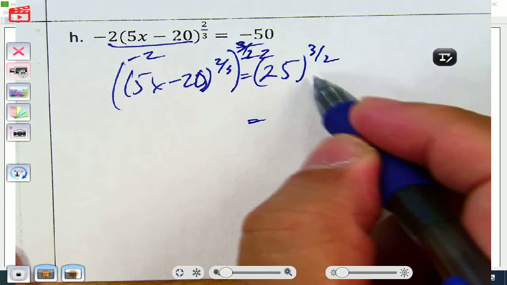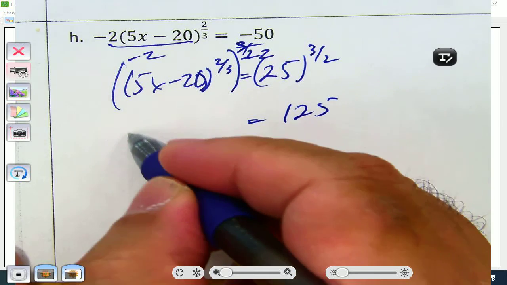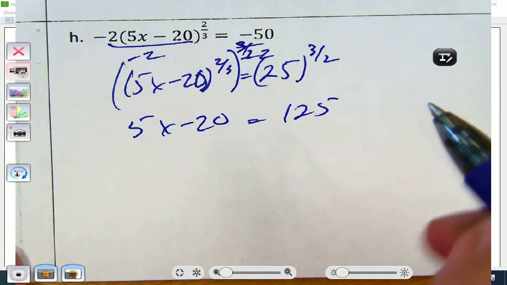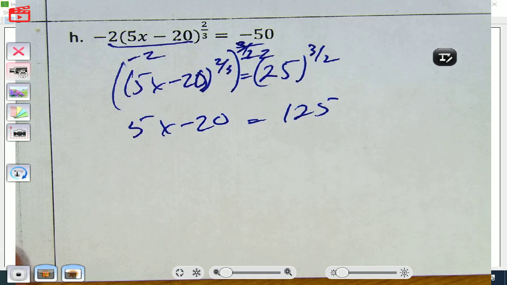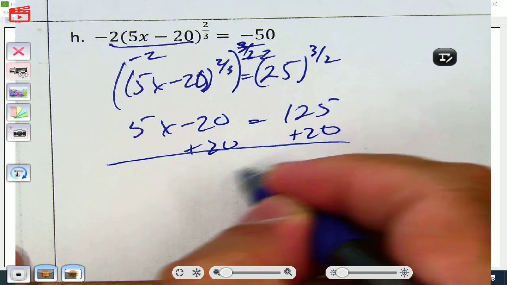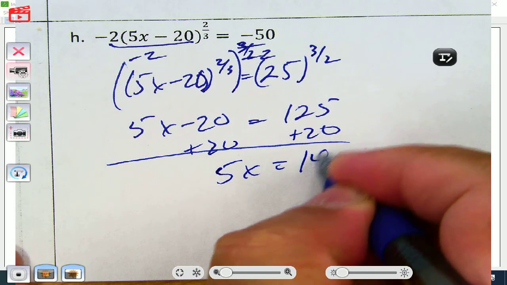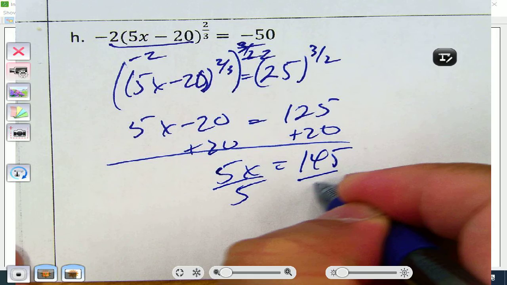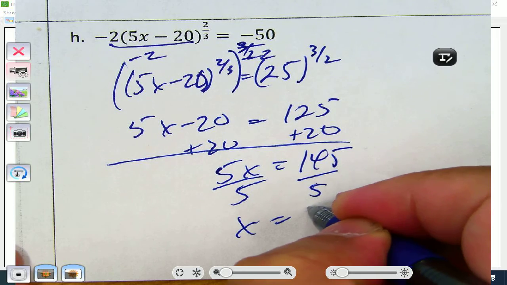Alright, so that's going to be 125 on the right, and just 5x minus 20 on the left. Now it's easy, right? Add 20. 5x equals 145. Divide by 5. You get x equals who? Is it 29? 29.